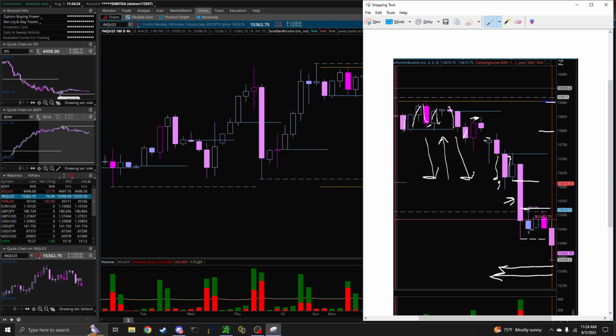Because remember, it can't teleport. So when it's up here, it can't just instantly teleport down here and go from A to B. It has to walk its way down there to get there. All right.